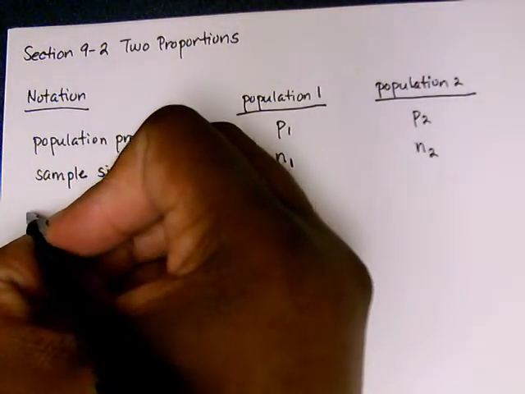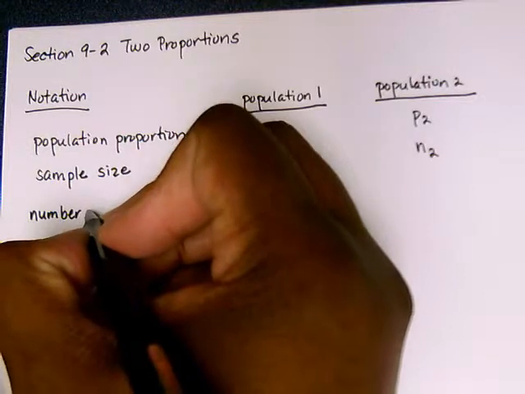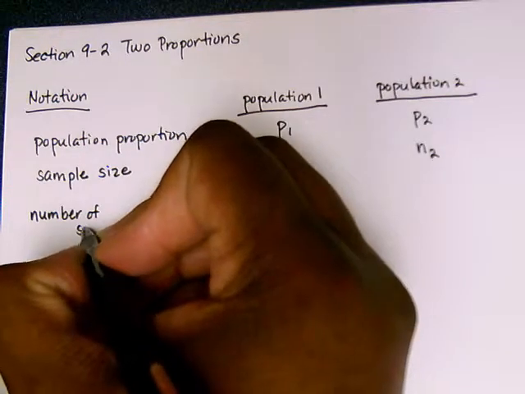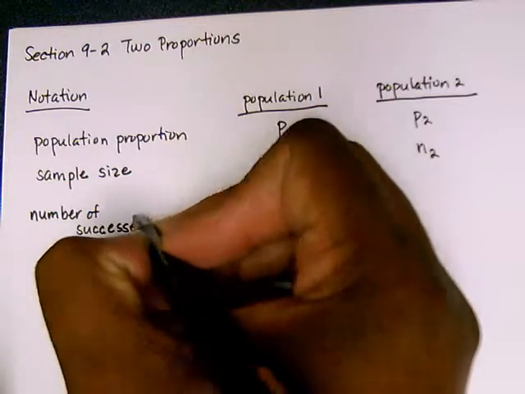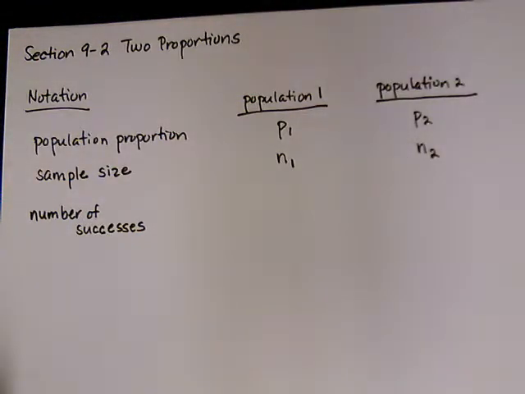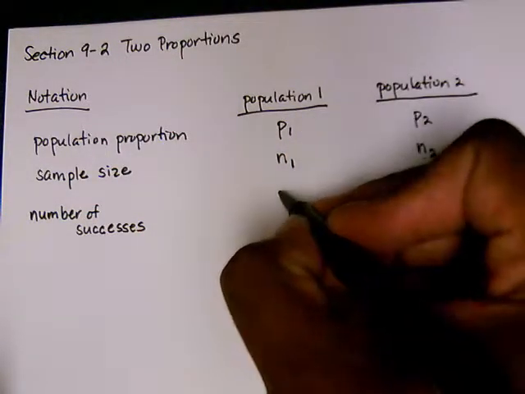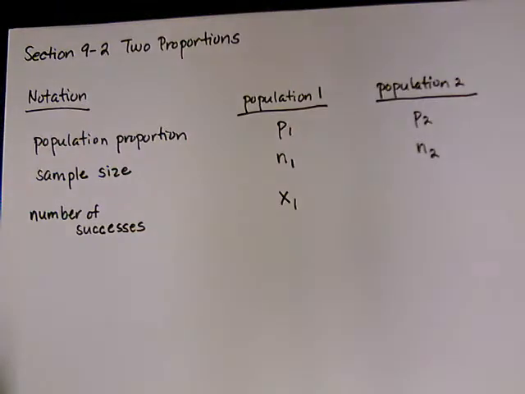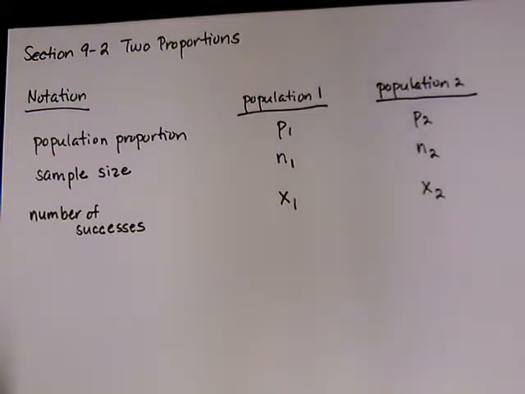And then you have your number of successes. And usually that's represented by the variable x. X represents the number of successes. So from the first population, your number of successes will be represented by x sub 1. And from the second population, the number of successes will be x sub 2.